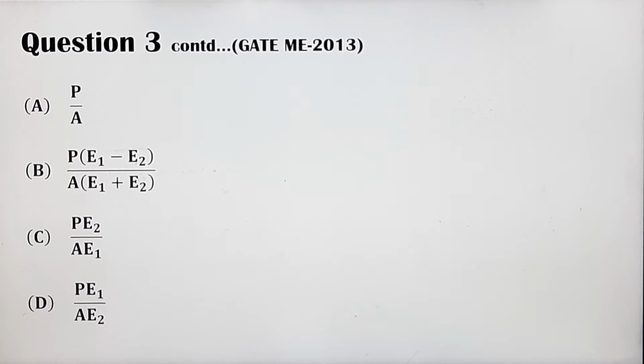Now your options are: option A, P upon A; option B, P multiplied by E1 minus E2, divided by A into E1 plus E2; option C, P E2 upon A E1; option D, P E1 upon A E2.